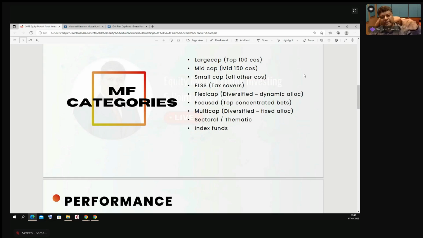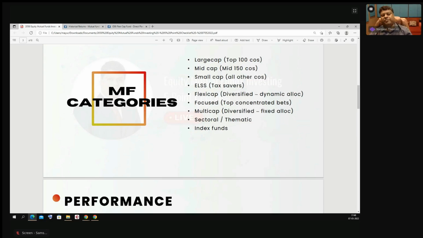65% should be in equity, but at least 25% should be in small cap and mid cap and large cap, right? So 75% is fixed. So out of 100 rupees, 25 rupees has to be put in small cap. It's a fixed allocation. And another 25 in mid cap, another 25 in large cap. So that is the difference between flexi cap and multi cap.